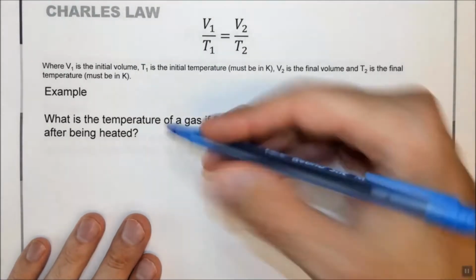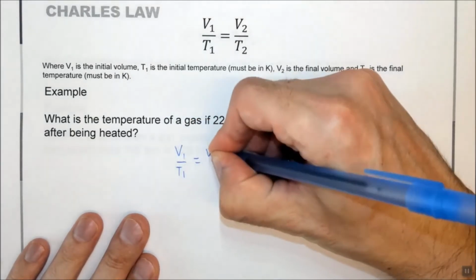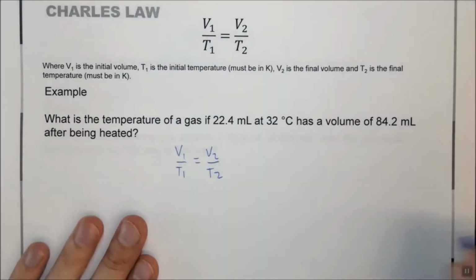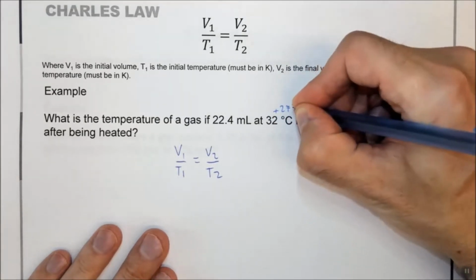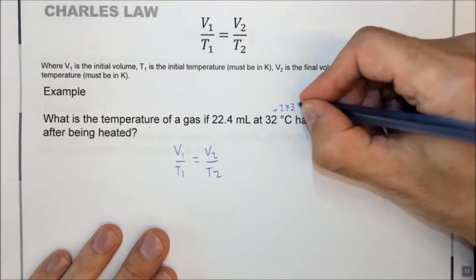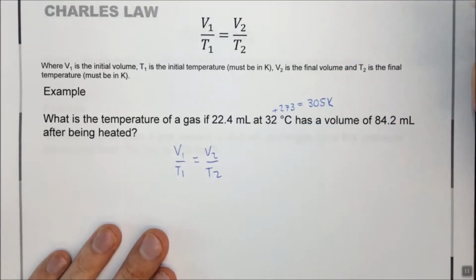Just like in the previous one, we're going to use the equation right here, V1 over T1 equals V2 over T2. Don't forget to convert the temperature to Kelvin, so add 273. When we add the 273, we find that this is 305 Kelvin. Now we can plug in.